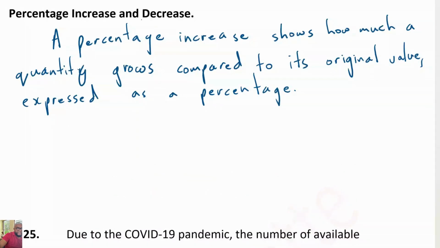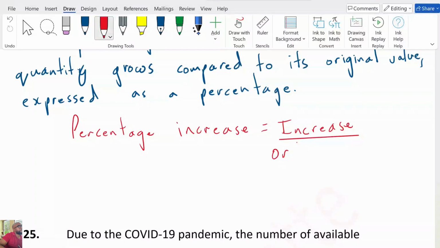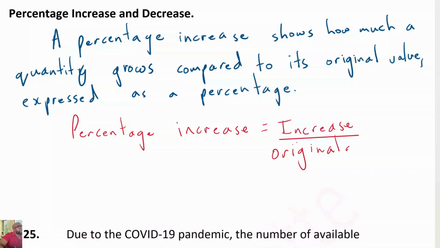So most of the time, to find a percentage increase, right? Percentage increase is equal to whatever the increase is over the original amount, multiplied by 100 over 1. That's my percentage increase, right?